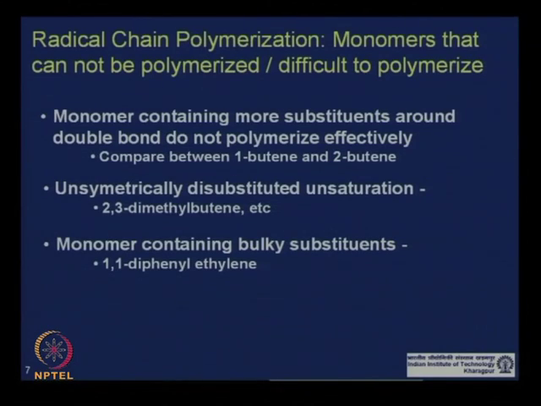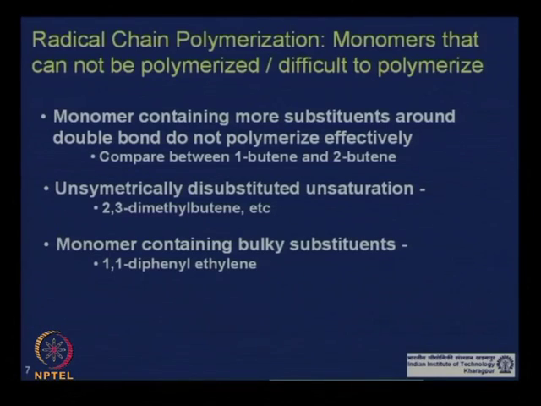If there are more substitutions, if both the carbon atoms in the example we just showed in the last pages, where you have CH2CHY, have substitution instead of one, then it becomes more difficult. For example, if you compare 1-butene and 2-butene, it is easier to polymerize 1-butene than 2-butene. And if the substitution is bulky, like 1,1-diphenyl ethylene, then it is very difficult to polymerize. And if you have tri-substituted or tetra-substituted, then also it is very difficult to polymerize.